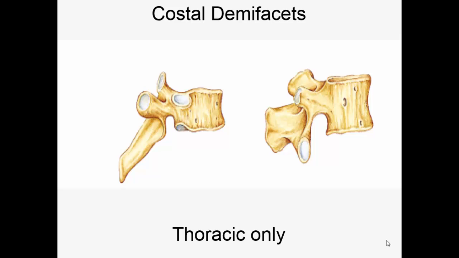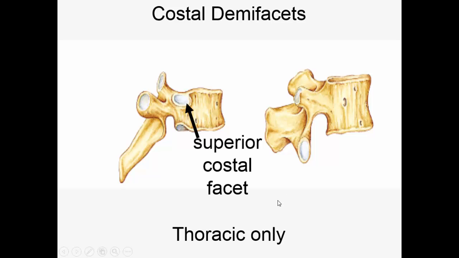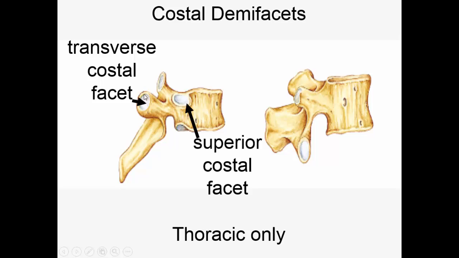On the thoracic bones only, we find what are called the costal demifacets. These are extra depressions that allow the ribs to articulate with the thoracic vertebra. So we have the superior costal facet, and then we have the transverse costal facet. This is where the ribs can articulate with the thoracic vertebra. Since the ribs only articulate with the thoracic vertebra, we only find these structures on the thoracic vertebra.